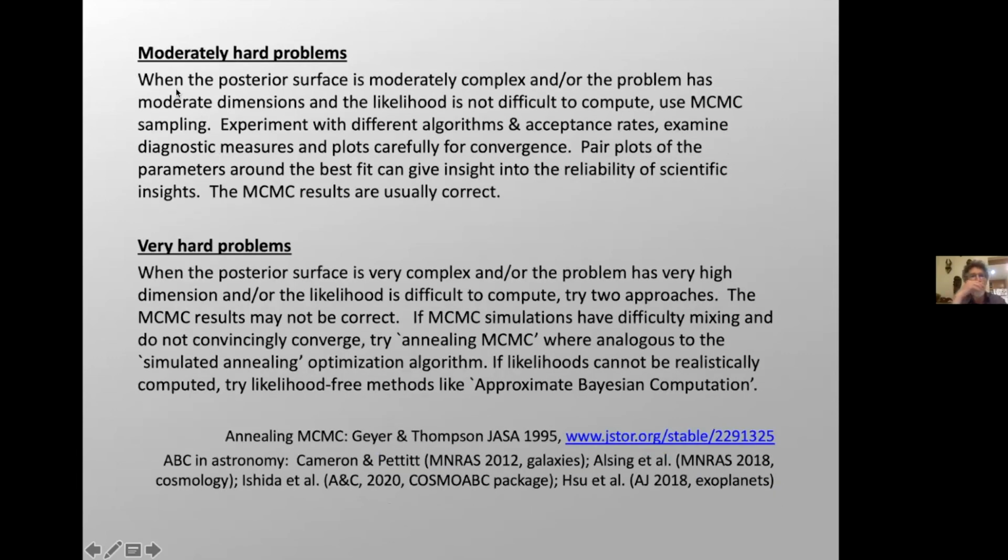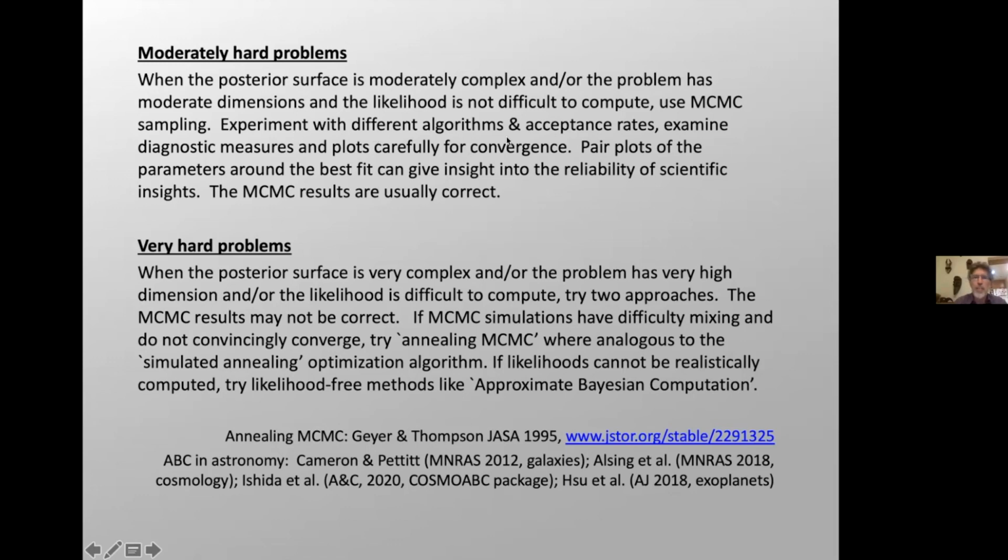For what I'll call moderately hard problems, the posterior surface is bumpy and complex, or the problem has a moderate number of dimensions, let's say 10 dimensions, and the likelihood doesn't take a CPU hour, but maybe a CPU millisecond. It's not too hard to compute the likelihood. Then this is the regime where MCMC works really, really well, okay? Because it's too difficult to do with simple things like the EM algorithm, and it just works well, okay?